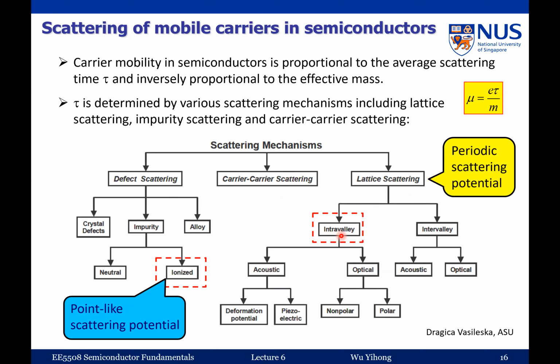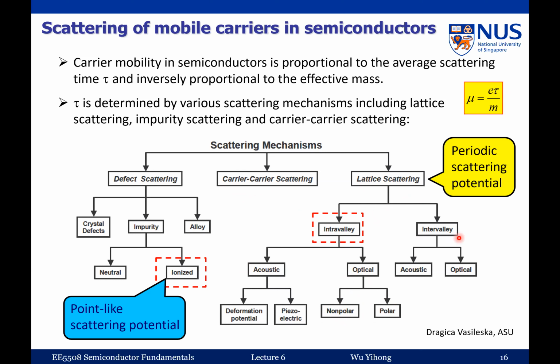One is called intravalley, and the other is intervalley. Intravalley means that within the same valley you have the scattering. Of course, you borrow momentum from the phonon, right? That's why you have an acoustic phonon and an optical phonon. So the effect will be different, right? Because for the optical phonon, you have non-polar and polar, and acoustic is due to deformation, right?